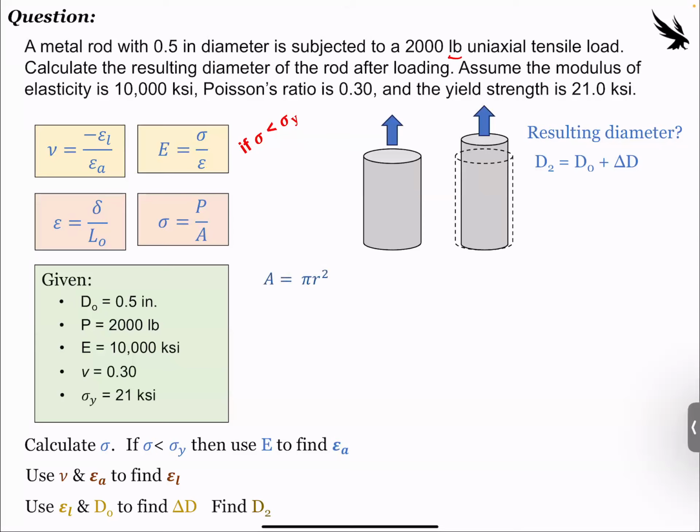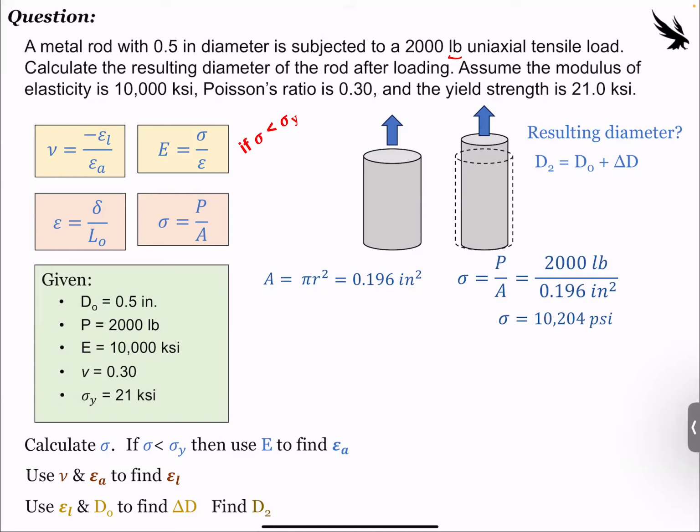First, we need to calculate the area of a circle since it's a circular rod here. Be really careful. We're given diameter, so for the radius in pi r squared, just divide by 2. And you get an area of 0.196 inches squared. Now the axial stress, or sigma here, is going to be the force, 2,000 pounds, divided by the area. We just calculated that, so our stress will be 10,204 PSI, pounds per square inch.